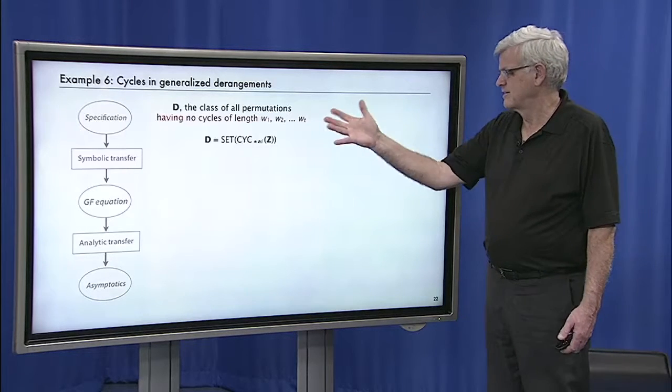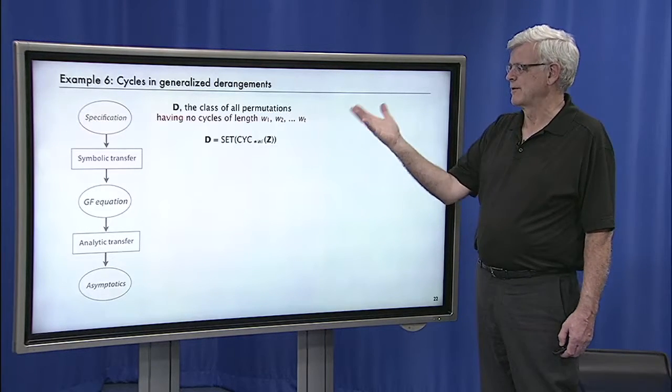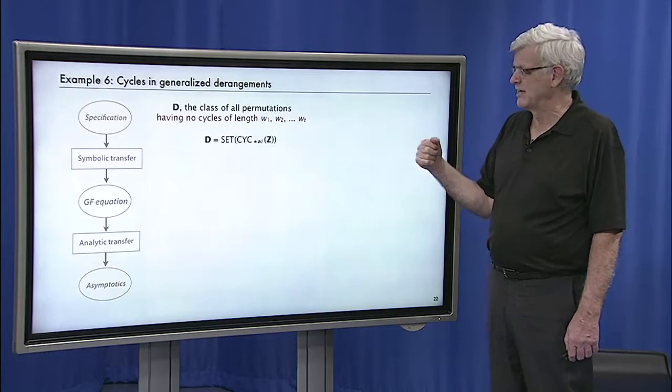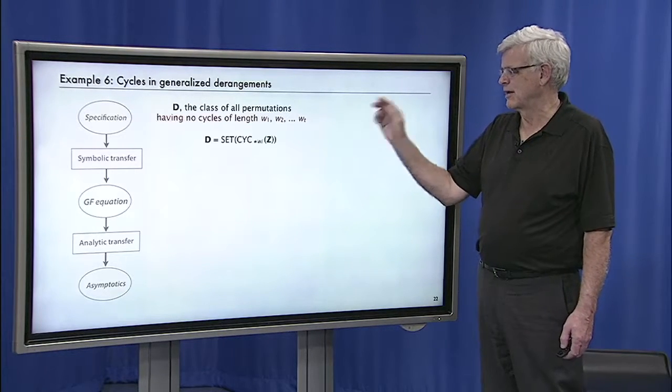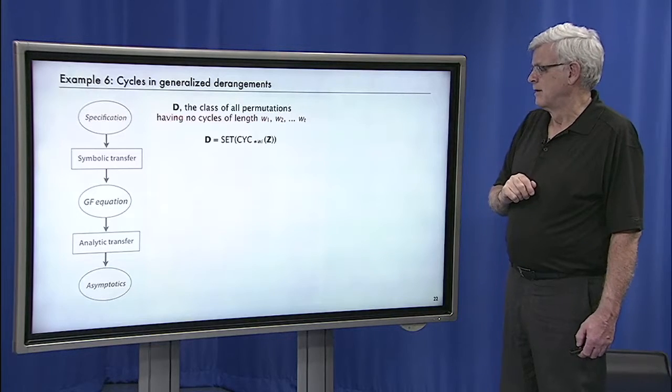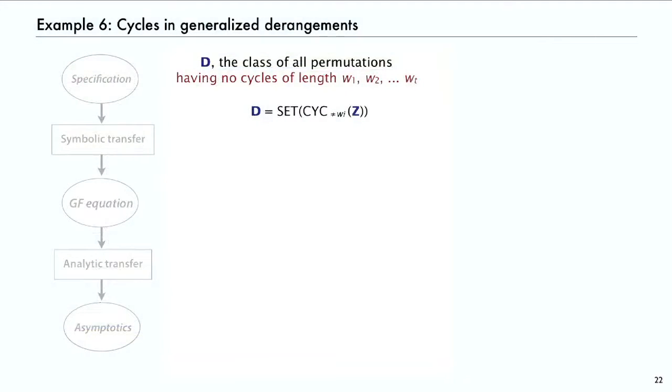So you could pick t different integers and say, I want to study the class of all permutations having no cycles of length w1, w2 down through wt. The construction is just sets of cycles with that restriction on the cycle lengths. It immediately translates to a generating function equation where we subtract off the term corresponding to each one of those cycle lengths from log of 1 over 1 minus z.